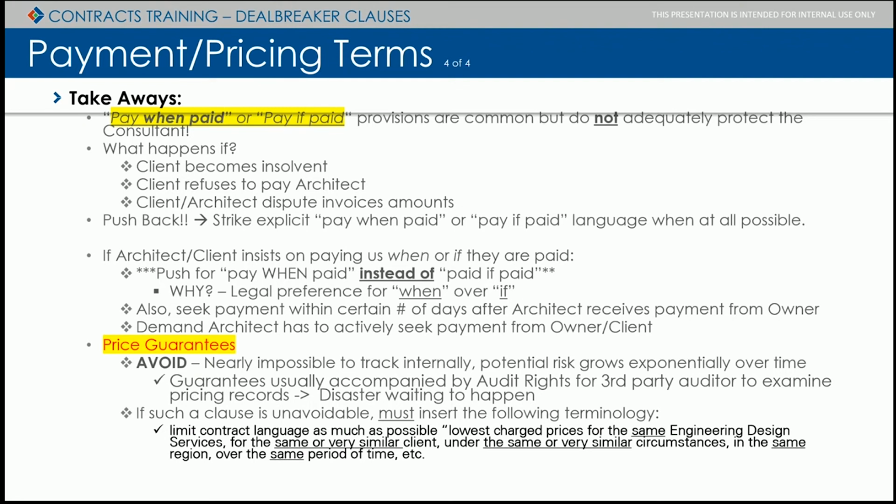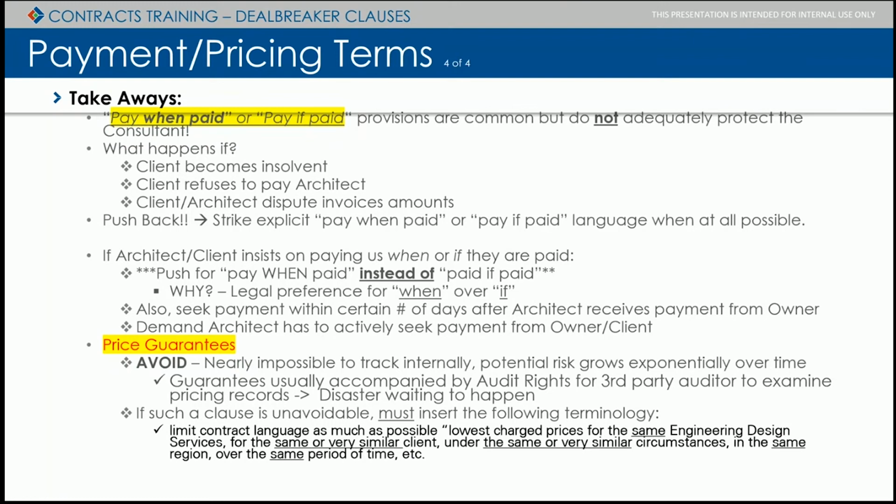Some of our clients understand that, some don't. But I want you all to understand that it does matter, and if we're pushed, if we can get pay when paid over paid if paid, it can really help us out when it comes to collection, and in fact has. We've been able to collect on at least 4 since I've been here because of that distinction in that one word. And yes, it really comes down to that.